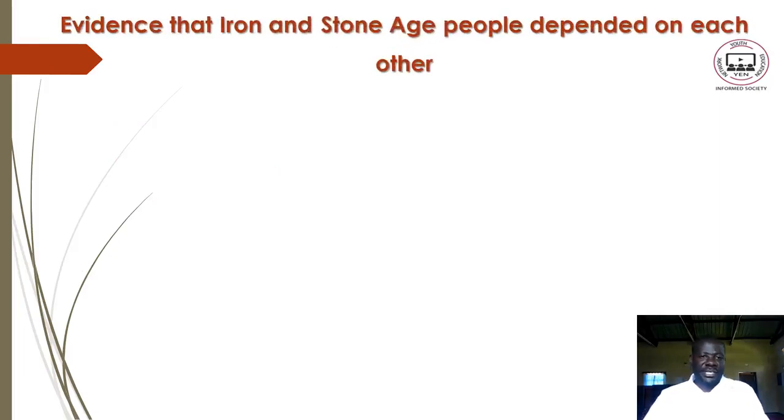Now let's look at the evidence that Iron Age and Stone Age people depended on each other. There is great evidence that the Iron Age people and Stone Age people depended on each other. That's why we have said that the tools we are using now started with the Stone Age people; there is just an advancement. So what is the relationship between the Iron Age and Stone Age people? There is evidence that these two depended on each other.